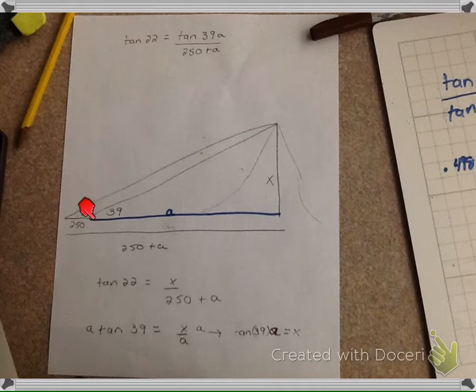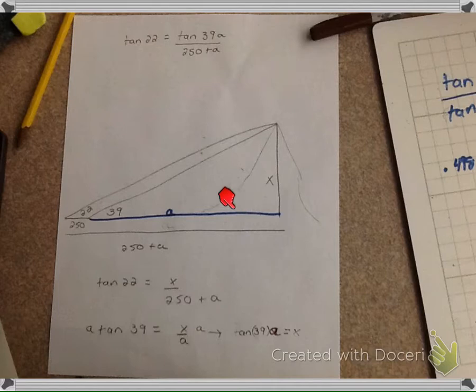It says that the angle of elevation is 39 degrees. So looking up here, the angle of elevation to the top of the mountain is 39 degrees. Then it says you walk another 250 farther away from the mountain, which I labeled 250, and now the angle is 22 degrees. So again, up here, 22.